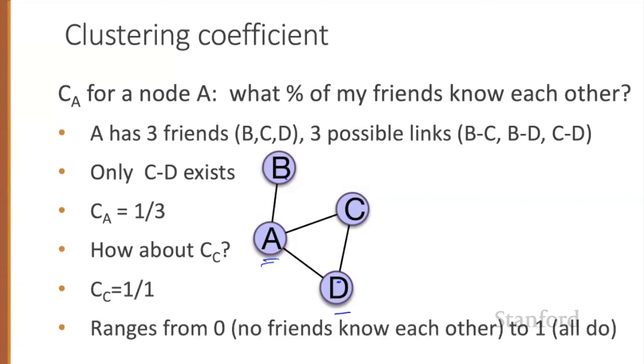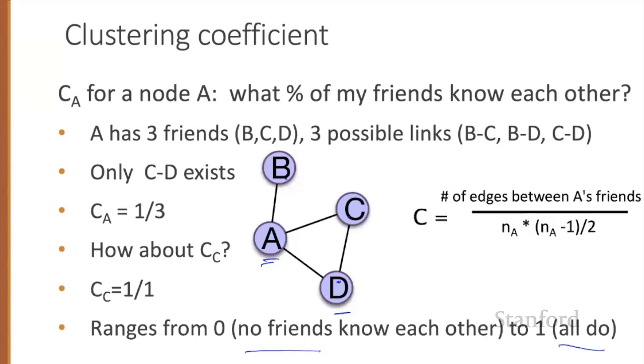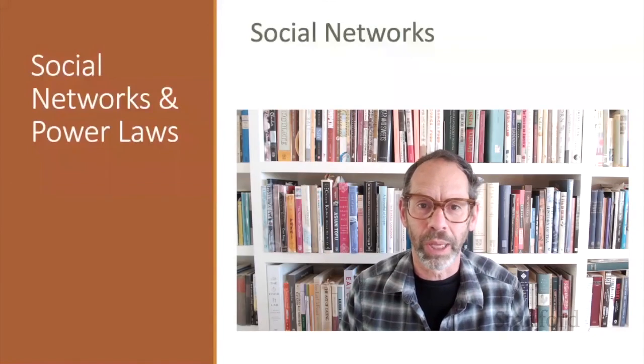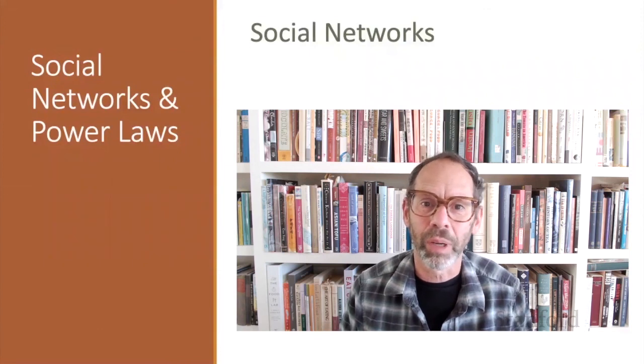The clustering coefficient ranges from 0, no friends know each other, to 1, all the friends know each other. And here's the equation we've just described. If n sub A is the number of neighbors of A, out of the n times n minus 1 over 2 possible edges between those neighbors, what percentage of those exist? We've seen some important metrics for nodes in social networks, including their degree, betweenness, and clustering coefficient.